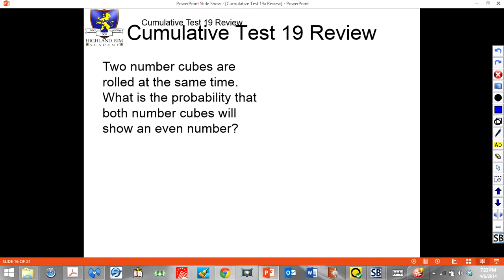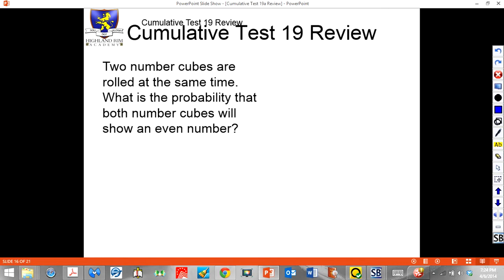This one, two number cubes are going to be rolled at the same time. What's the probability that both number cubes will show an even number? Number cubes are the same as dice. There are 6 numbers on a die. Okay, 1, 2, 3, 4, 5, 6. So that's the general, unless they tell you something else. There are exactly the same number of odd numbers. 1, 3, 5 is odd, 2, 4, 6 is even. So the probability of rolling an odd number or an even number is going to be 1 out of 2.